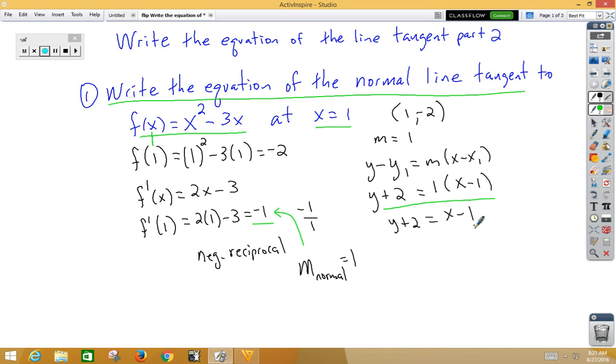They could write it as y equals mx plus b by subtracting the 2, which would give us y equals x minus 3. Or they could write it in general form. If they wrote it in general form, if we subtract the y to bring it over with the x, and then add the 1, we could get 3 is equal to x minus y, or x minus y is 3. So we need to have good Algebra 1 skills to convert to different forms.